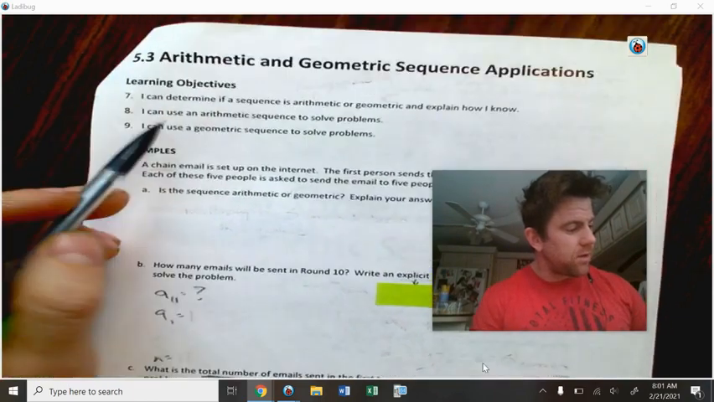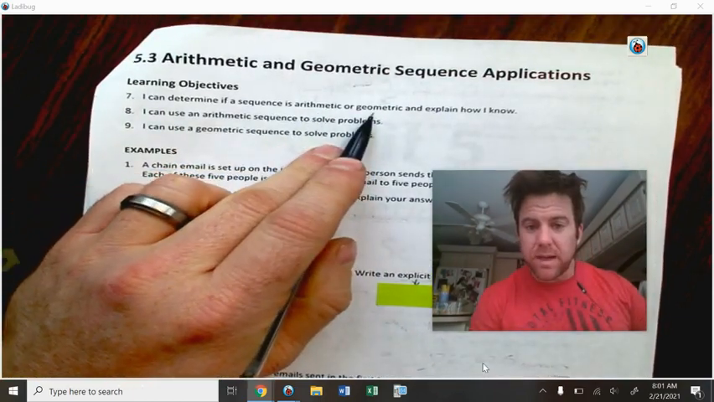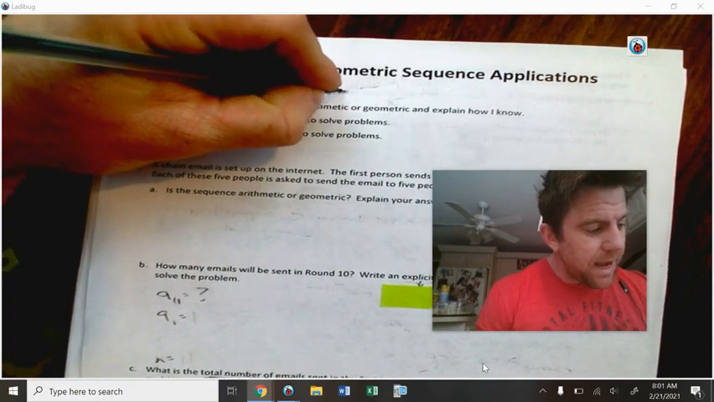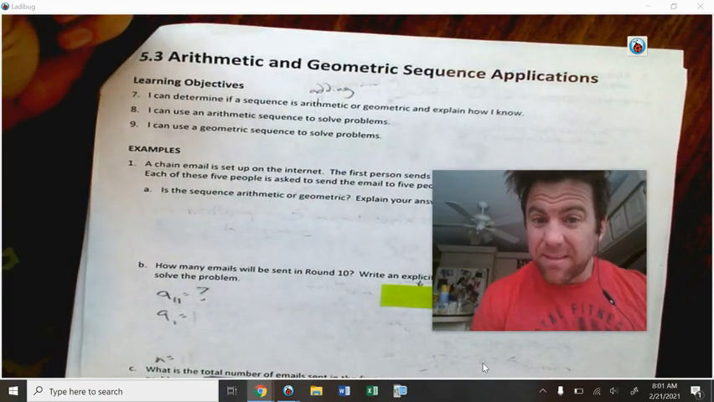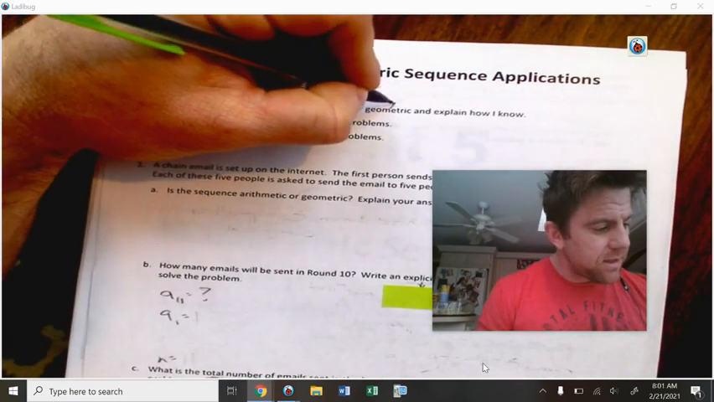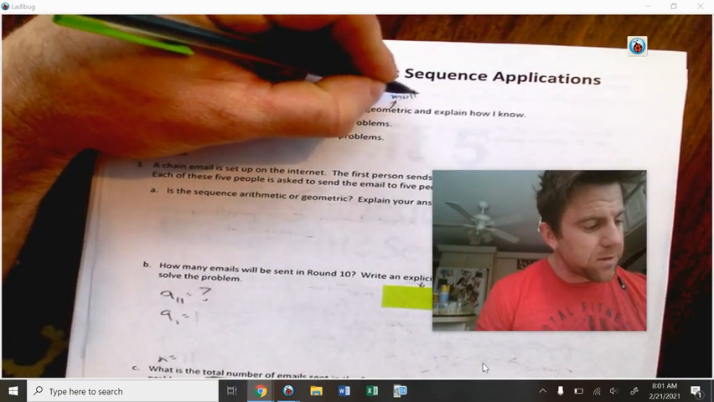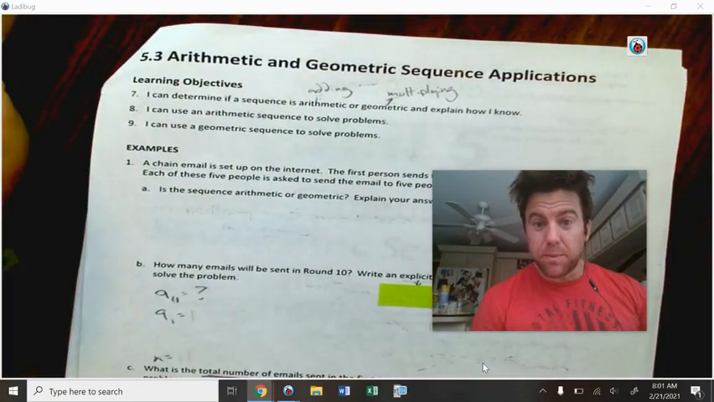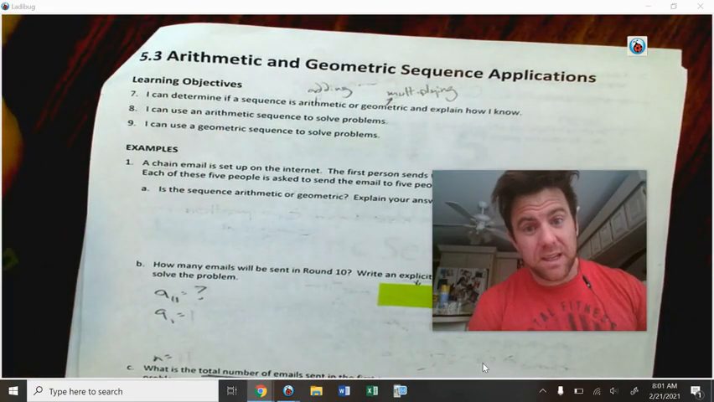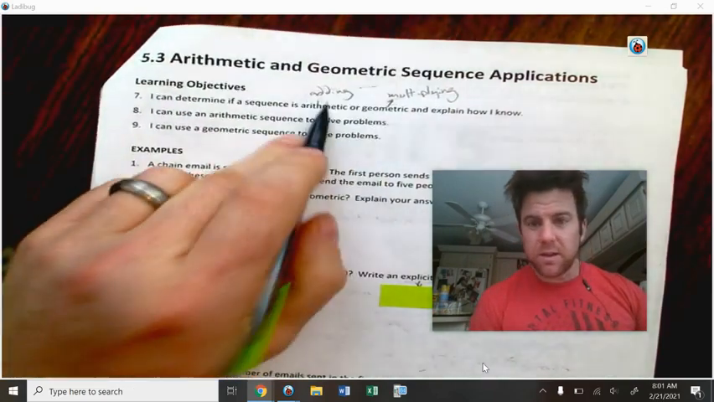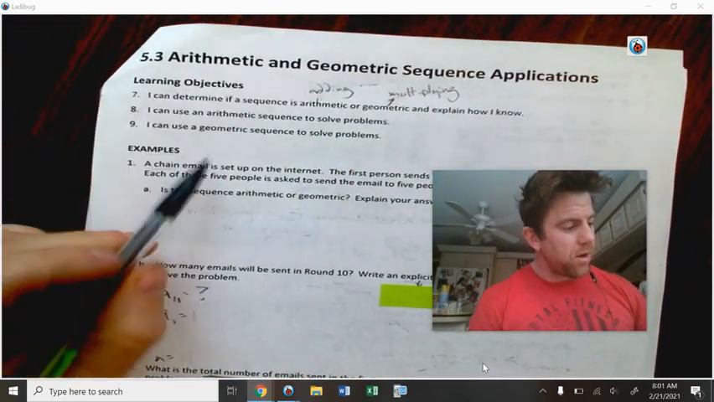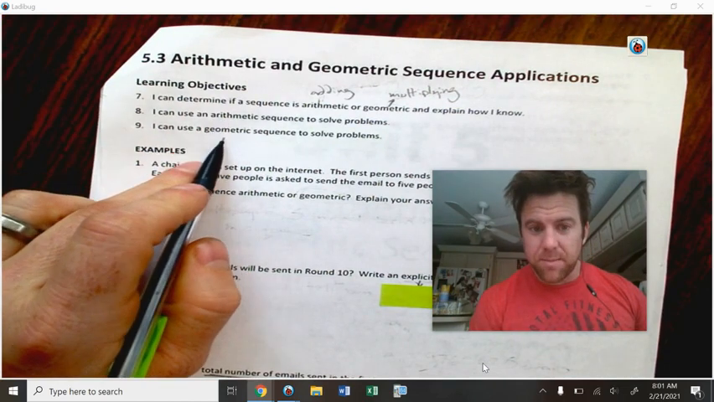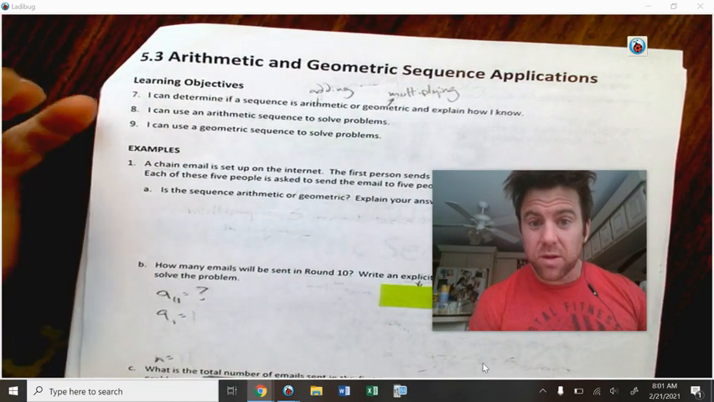And so our goals right here are to determine if the sequence is arithmetic or geometric. Remember, for arithmetic, you're going to be adding. And sometimes you're going to be adding a negative number, sometimes you're going to be adding a positive number. And then geometric is all about multiplying. So multiplying, sometimes you're going to be multiplying times a real number, sometimes bigger than one, sometimes smaller than one. It could be a decimal, and that's okay, as long as we know the difference between the two. So anyway, the goals are to find your arithmetic or a geometric sequence to solve problems. So that's what we're going to be doing today.